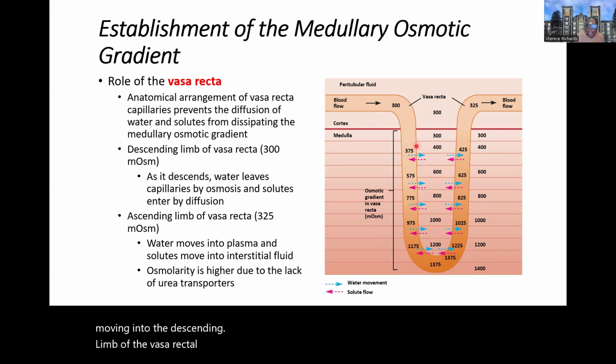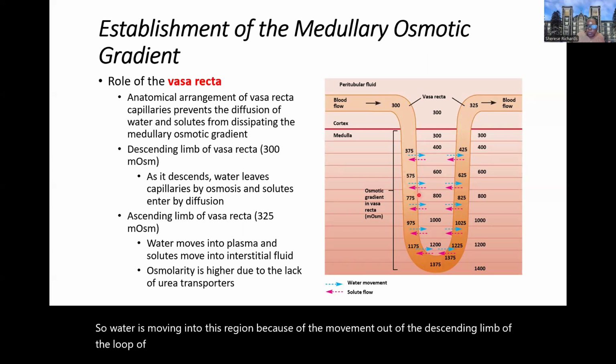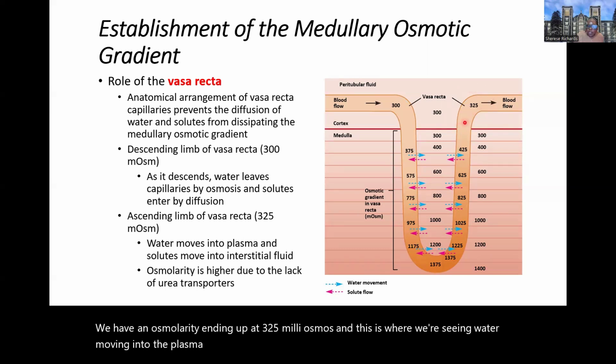Okay, and this is happening by osmosis. So water is moving into this region because of the movement out of the descending limb of the loop of Henle. And the opposite is true in terms of the ascending limb of the vasa recta, where we have an osmolarity ending up at 325 milliosmoles. And this is where we're seeing water moving into the plasma and solutes moving into the interstitial fluid.